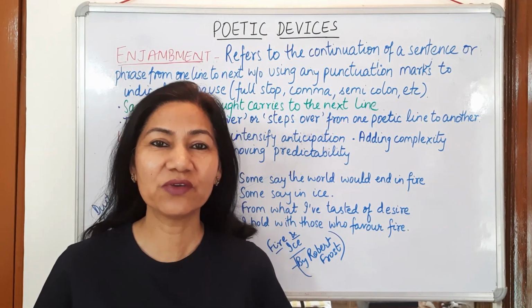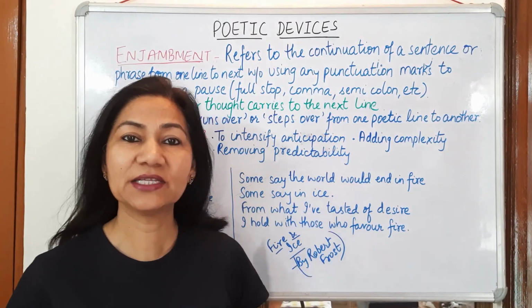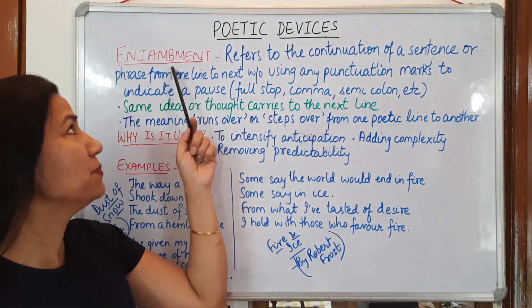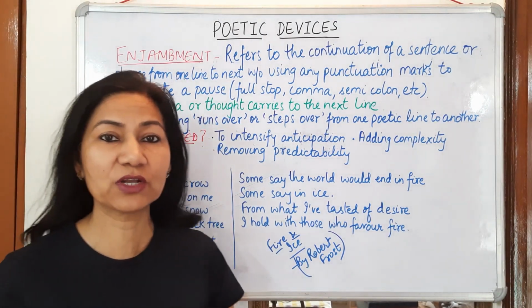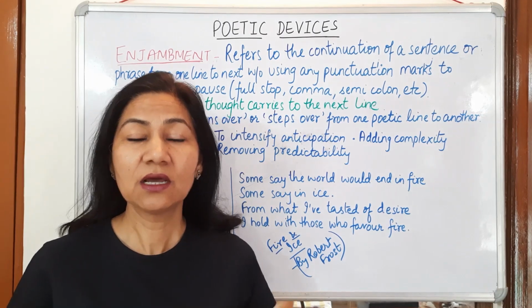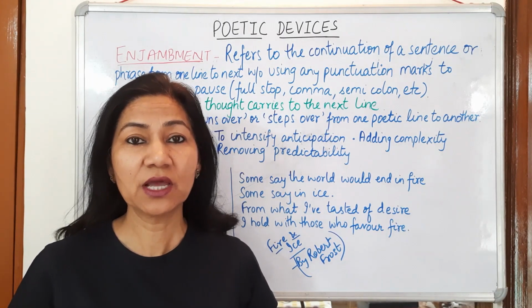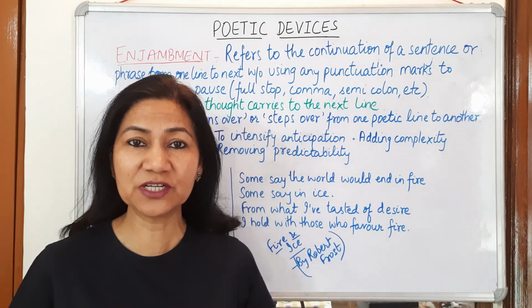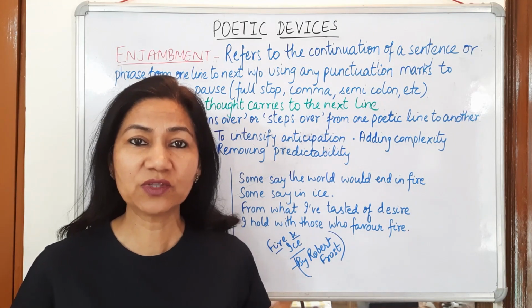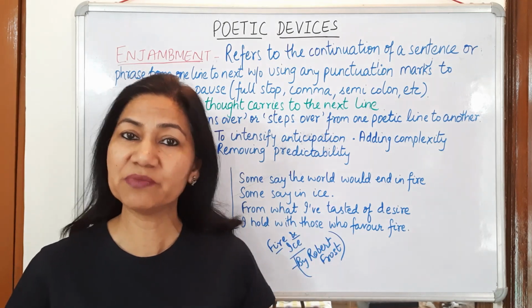In today's video, we will be learning about a new poetic device which is called enjambment. B is silent over here, so we will call it enjambment. What exactly is it? Then why do poets use it in their poetry? And along with a few examples, we'll try to understand. So by the end of the video, it will be absolutely clear what exactly enjambment means.